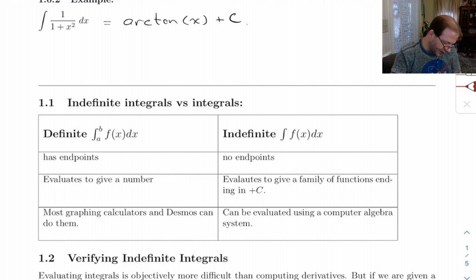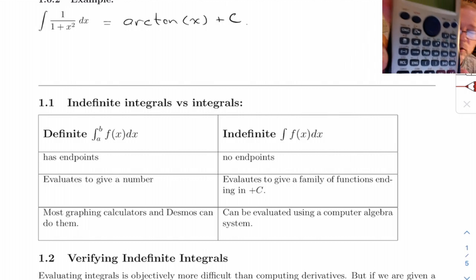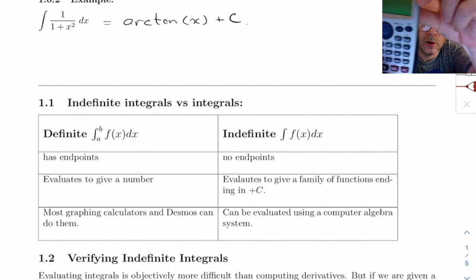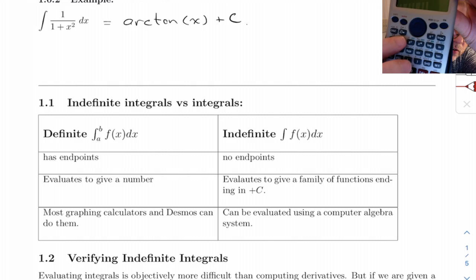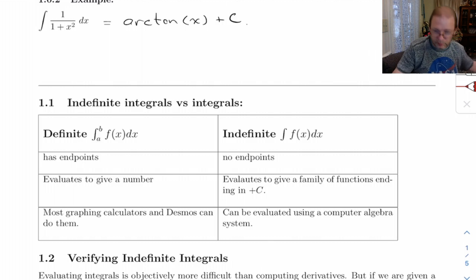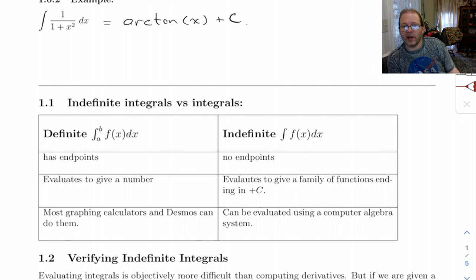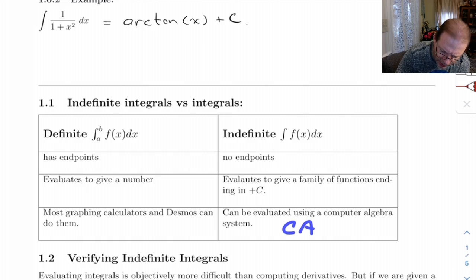So your graphing calculator can do it. Even some scientific calculators can do it. This one has an integral button right here. So this thing can do integrals by approximations. But if you want to do an indefinite integral on a computer, you need something fancier, some sort of computer algebra system or something like Maple. You can also do it with a calculator that has a CAS built in, a computer algebra system.